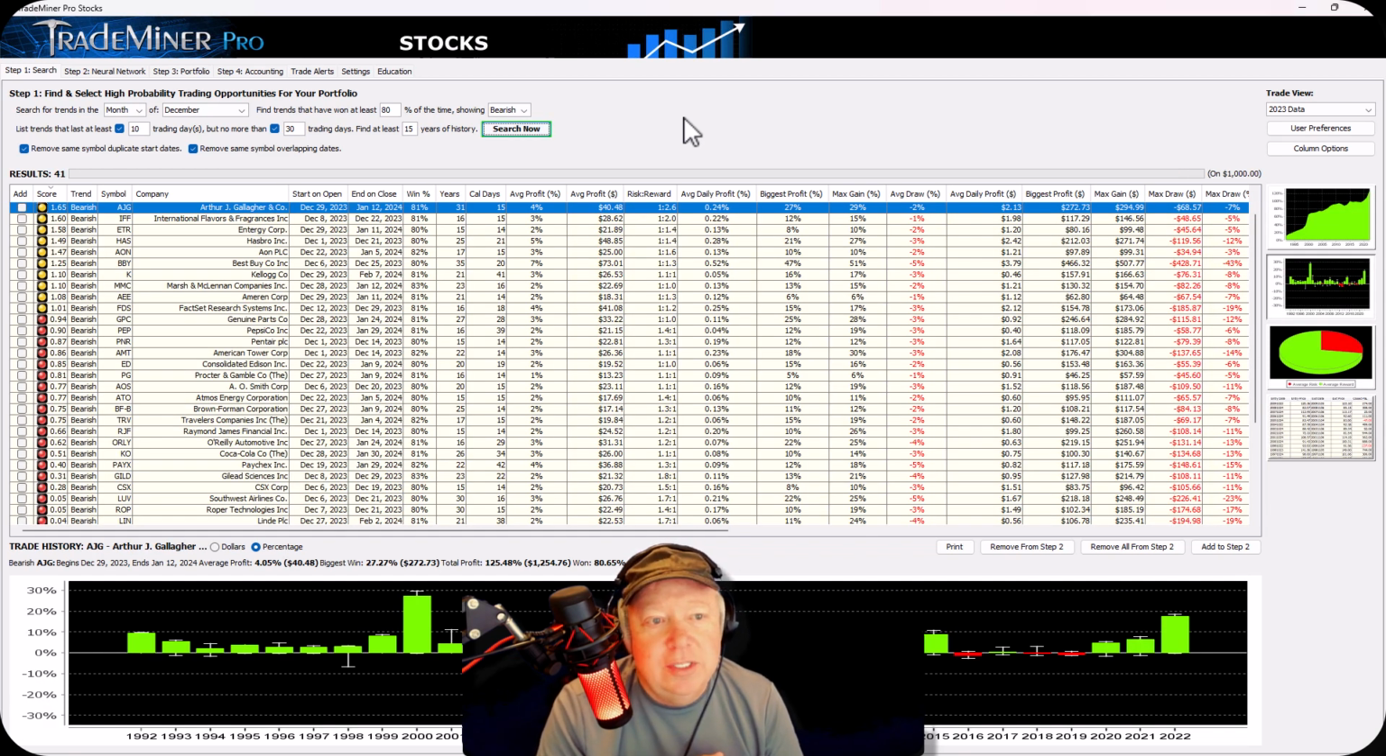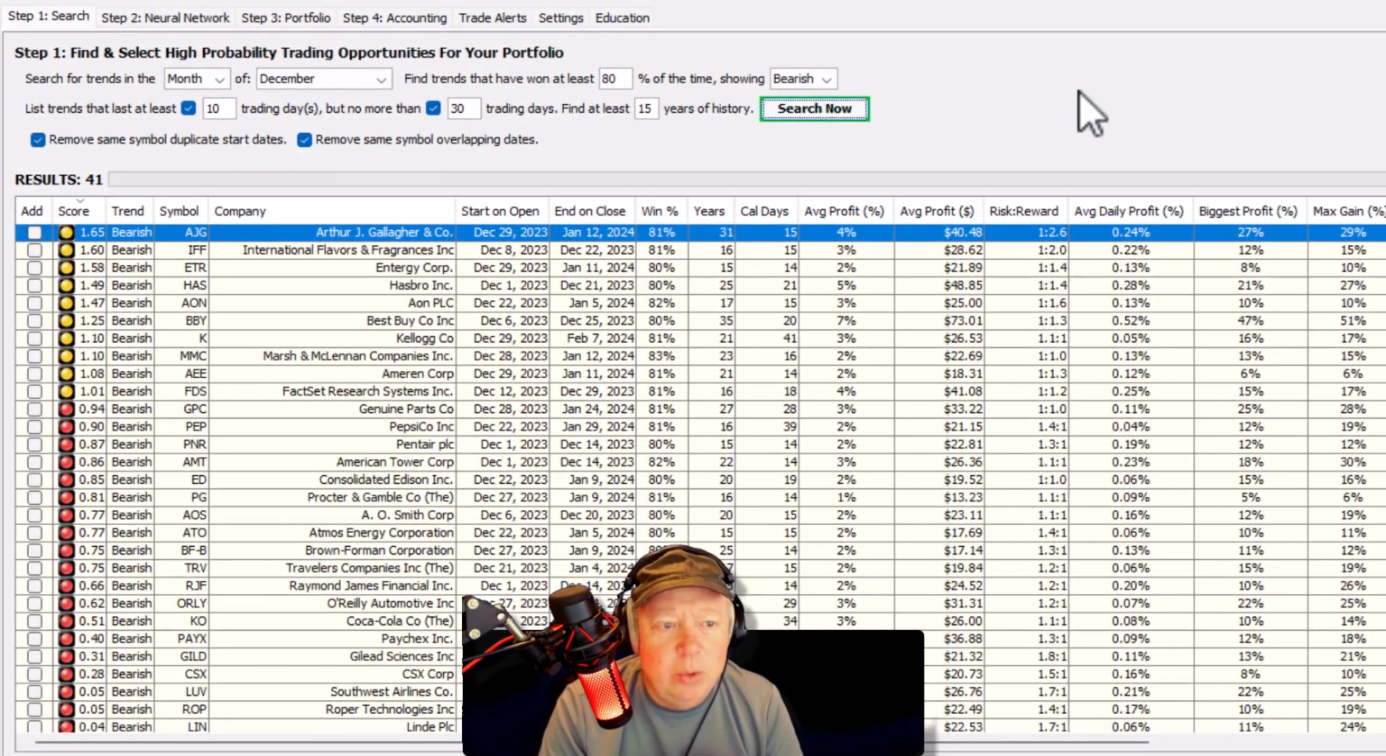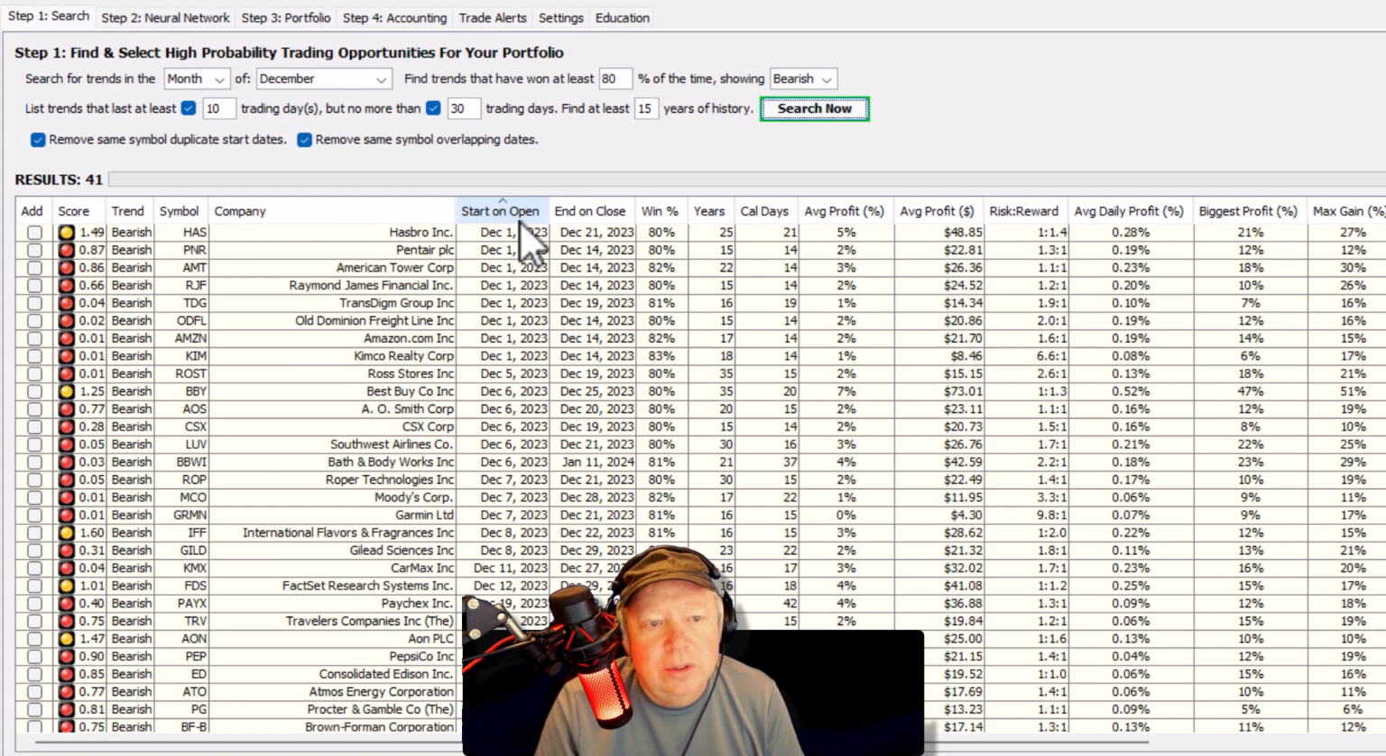So here we go. These are the stocks that don't do so well in the month of December. We can go down through this list. You can see there's 41 of them that match this criteria. What we want to do is make sure we don't have any of these in our portfolio. Now, it's important to also look at the starting date, so we'll sort this by the date.